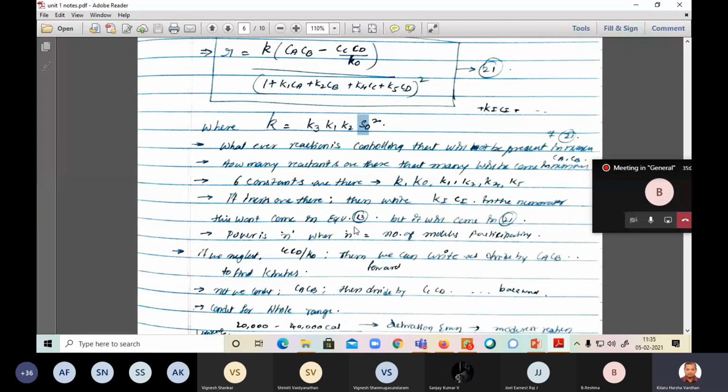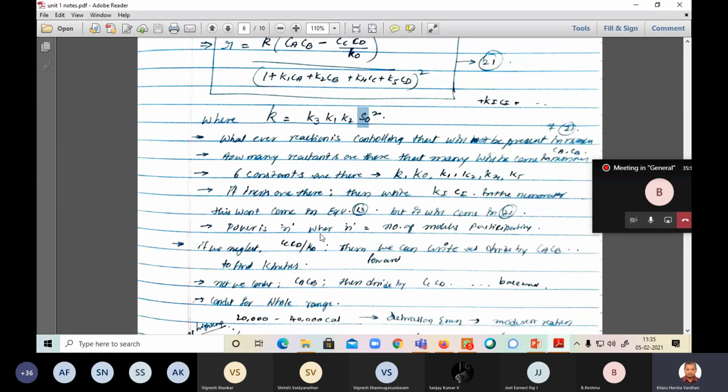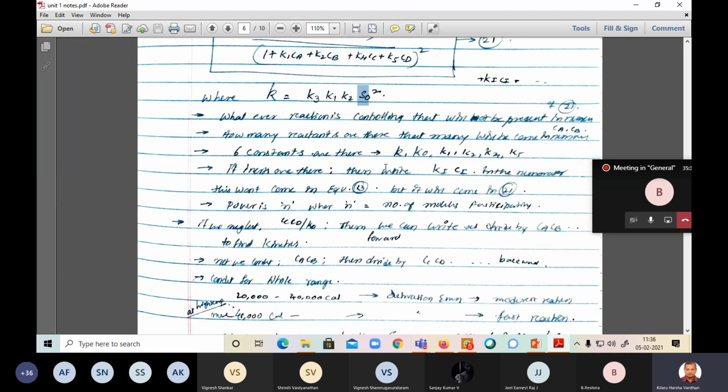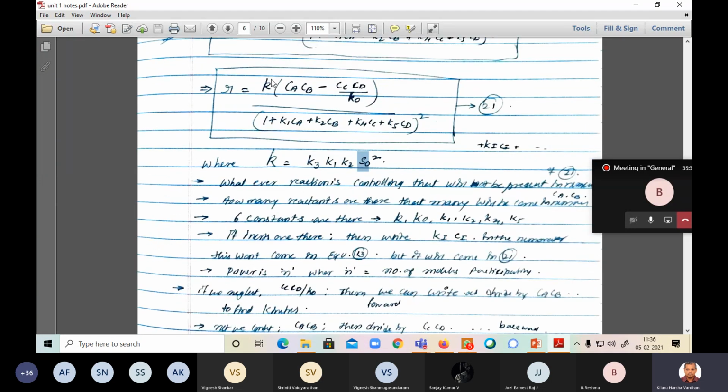You can see here the power is N, the number of molecules participating. Since 2 molecules are participating, this will be square. If there are 3 molecules participating, then this will be cube, because you get S cube. So this whole power N tells you how many reactants are participating. So this is the final form of the equation.